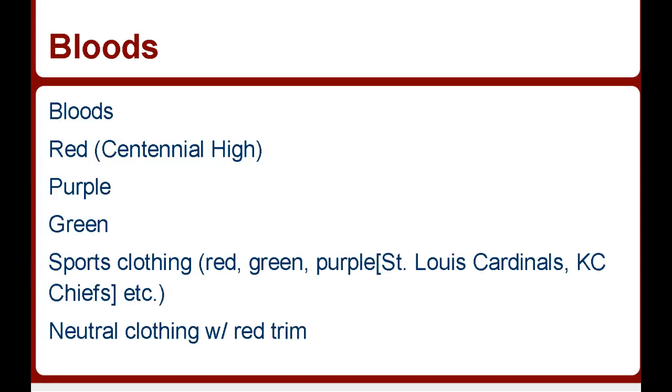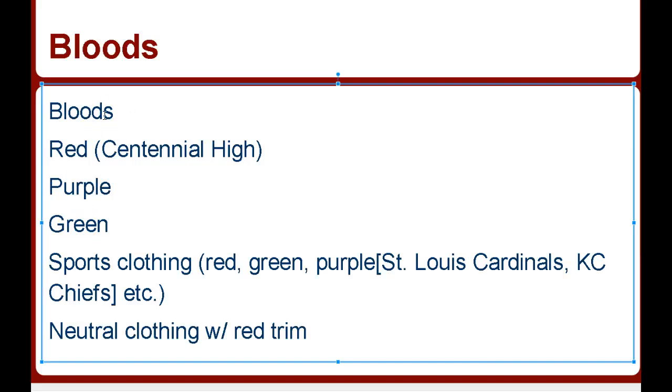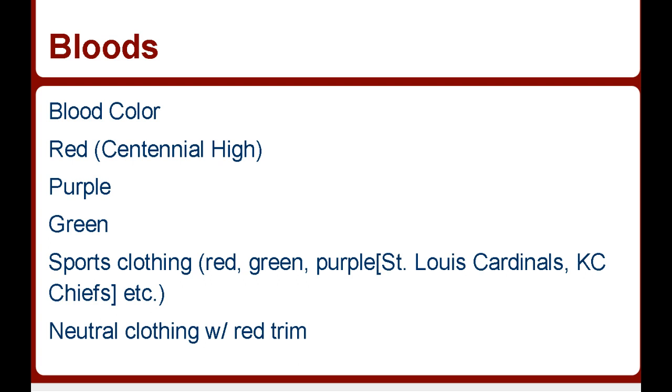They got their start, Scott and Owens, as members of Centennial High, and the color of that school was red. You'll also find that Bloods will wear purple. They will wear green, too. So they can predominantly wear the red, but purple and green are also authorized colors. So they'll have sports clothing, either red, green, purple. You have the St. Louis Cardinals, Kansas City Chiefs, etc. Or they'll have neutral clothing with some type of red trim.